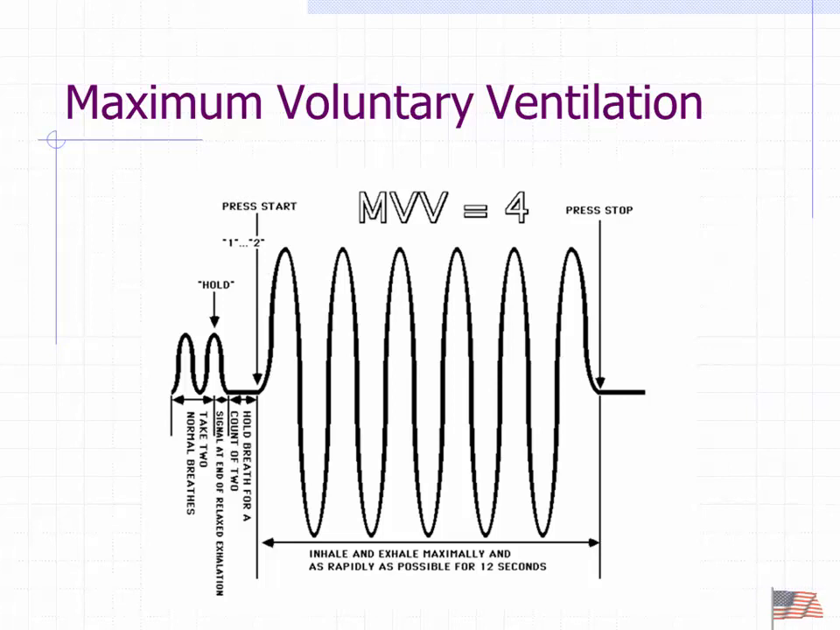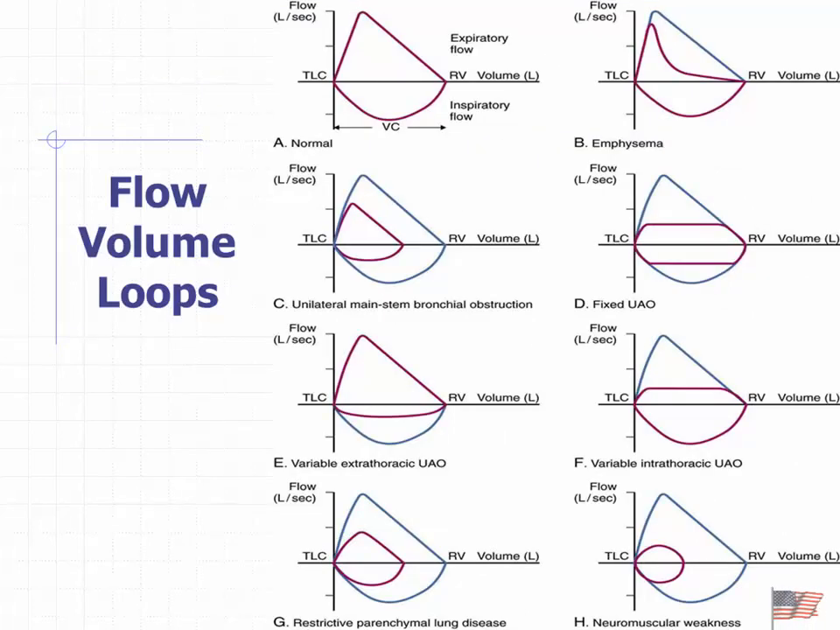Maximal voluntary ventilation is one that we don't use as much as we used to. We don't get a whole lot of data out of it, but it's basically having the patient breathe as deep and as fast as they can for 10 to 12 seconds, and then extrapolating how much air you moved over a minute's period of time. It's kind of like, imagine that you're being chased by a saber-toothed tiger. I can't even do it for 5 seconds. Good Lord. Fast and as deep as you can.